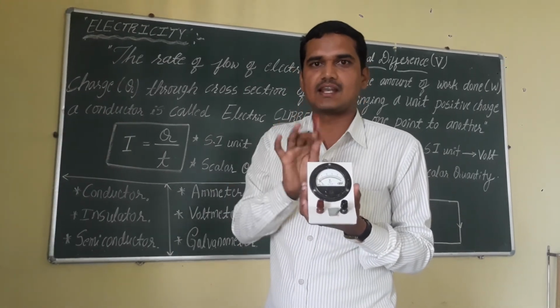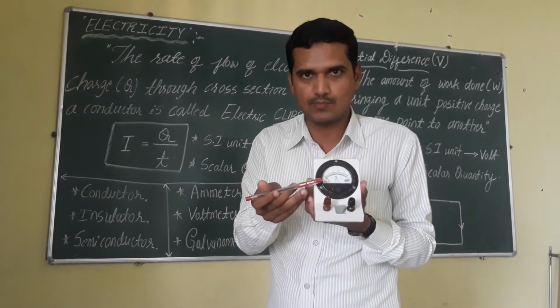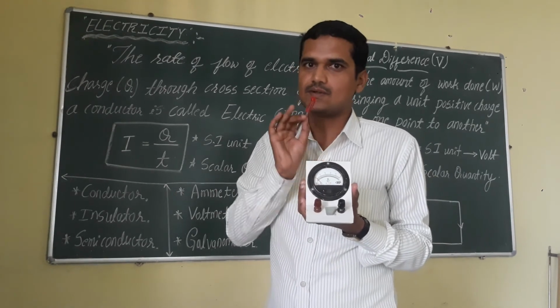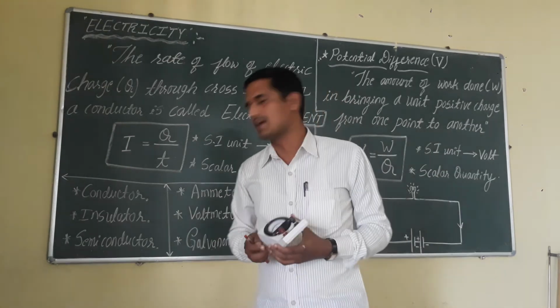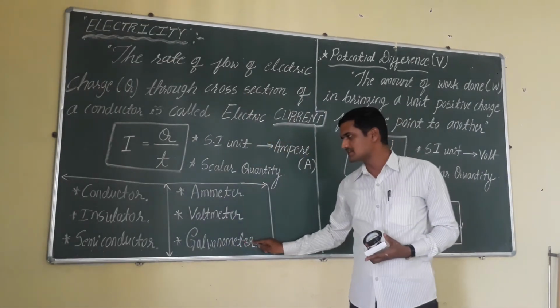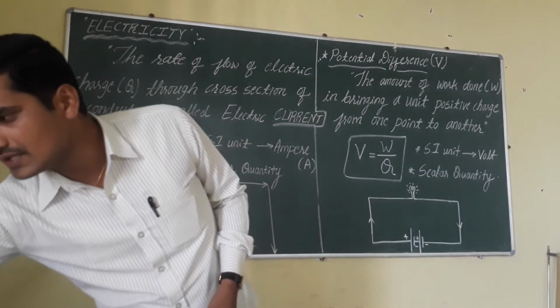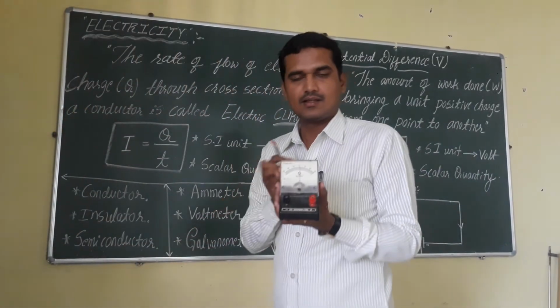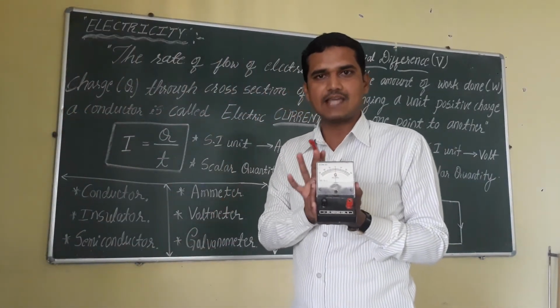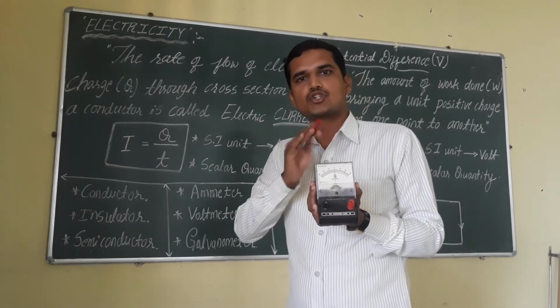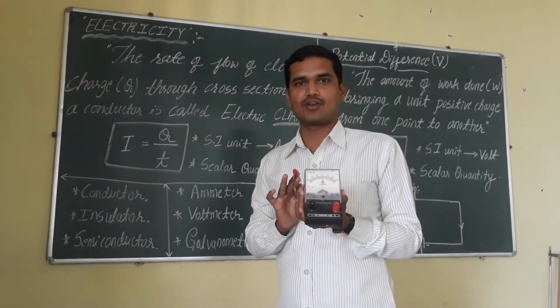This device is generally called a voltmeter, and the V symbol is written here. This is the voltmeter, the second type of device. And one more type of device is called a galvanometer. Here, this device is called a galvanometer. It simply shows the presence of current in the electronic circuit.